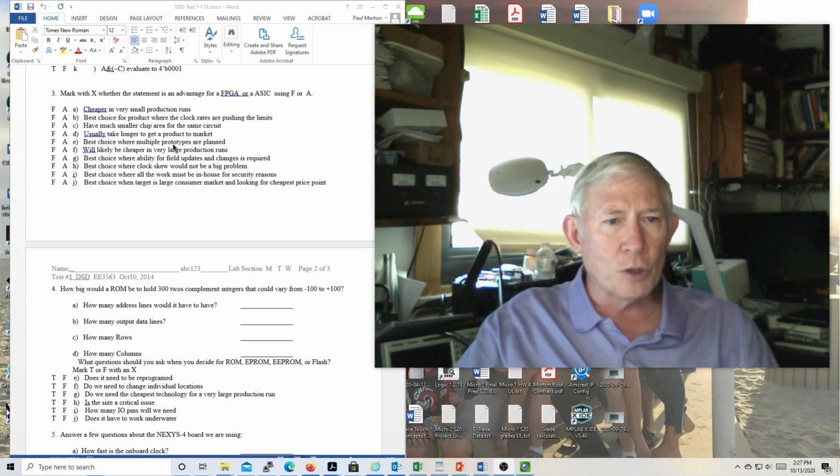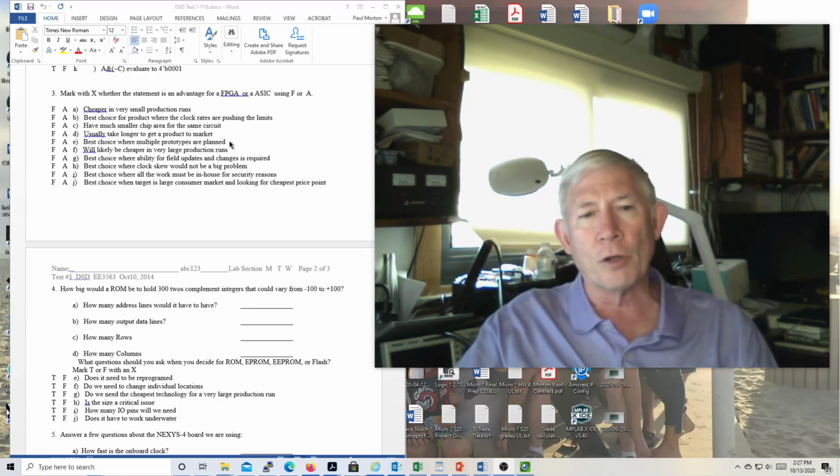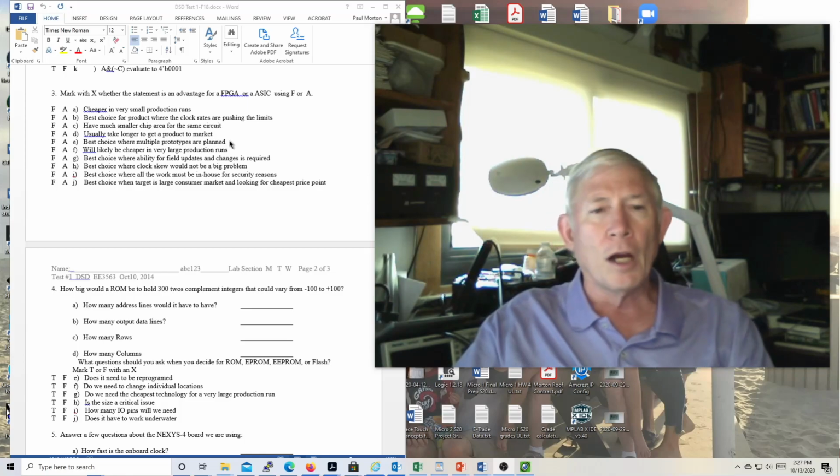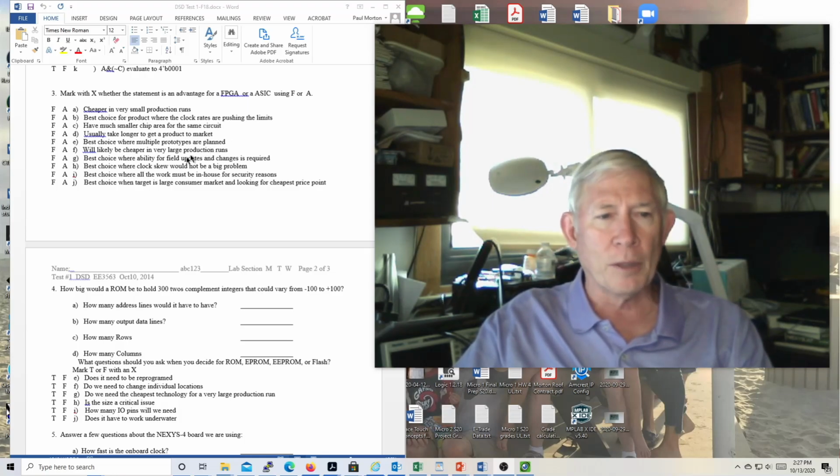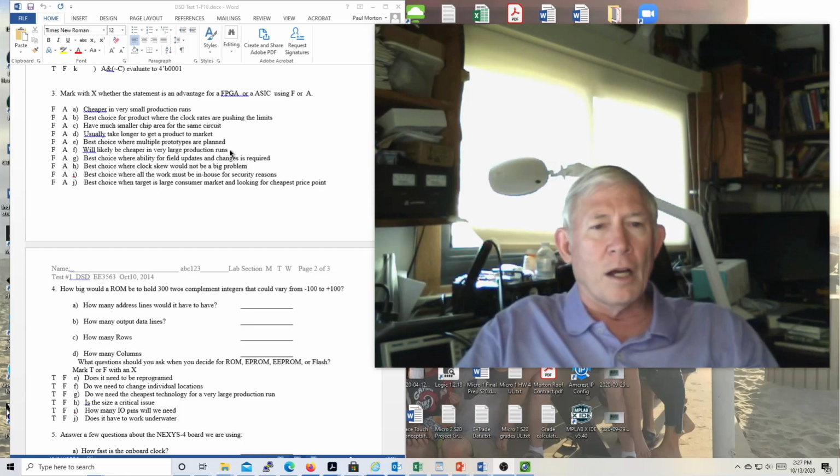Best choice when multiple prototypes are planned. Yeah, when you're prototyping, you sure don't want to be running through an entire tool up for a foundry to do a production run for a single chip or two. That would be just prohibitive. Will likely be cheaper in very large production runs. Okay, that would be an ASIC.